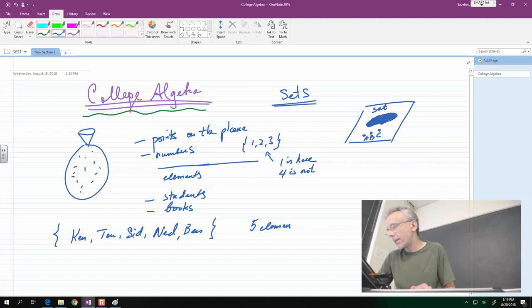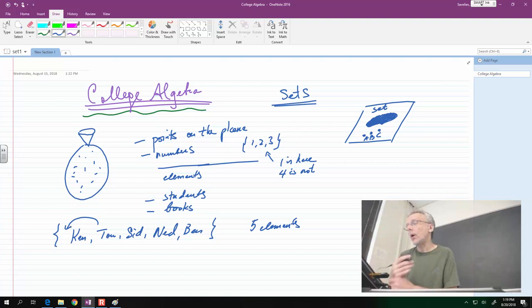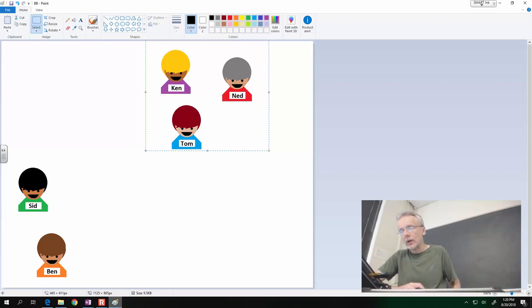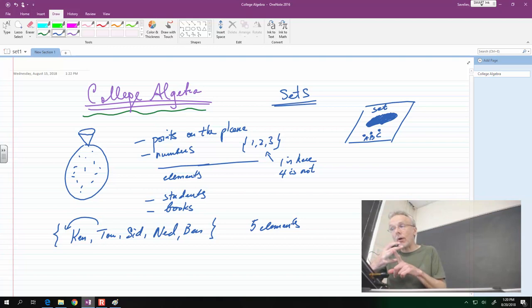The order doesn't matter, so I can once again rearrange these. I could put Tom in the beginning, and it will be the same set. Okay, so always keep in mind this. I just chose this because it's kind of visual, and so you can actually follow what's going on by just looking at those little pictures. But ultimately, it will bring us back to points, numbers, any kind of vectors later on if you were studying calculus. So all of this still applies.